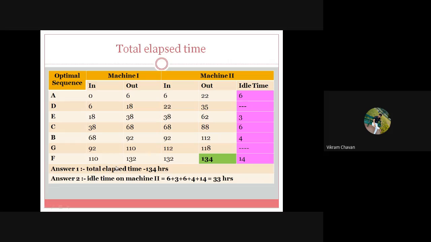So answer 1 is nothing but total elapsed time. How much total elapsed time will be there? That is nothing but 134 hours. So at the end timing, we have to find out, 134 hours will be the total minimum elapsed time. And idle time on machine second is nothing but the addition of this particular total idle time, that is 6, 3, 6, 4 and 14. It will be equal to 33 hours.